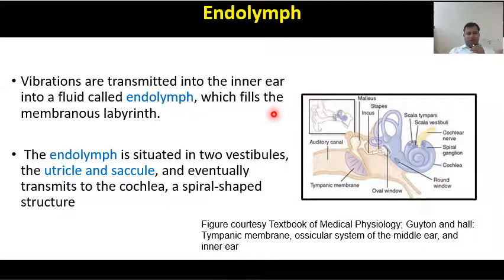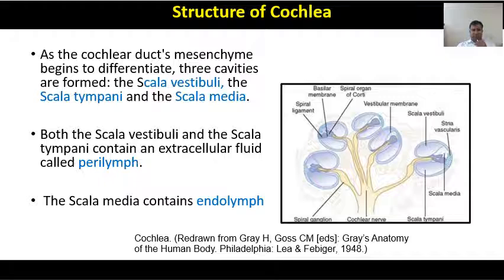Now come to the endolymph. Endolymph is present in the cochlear region, and it is also present in the saccule and utricle region. So if we discuss the structure of the cochlea, there are three chambers present in the cochlea. The outer chamber is called scala vestibuli, the inner chamber is called scala tympani, while the middle chamber is called scala media. In the scala media, endolymph is present, while in both chambers, scala vestibuli and scala tympani, perilymph is present.